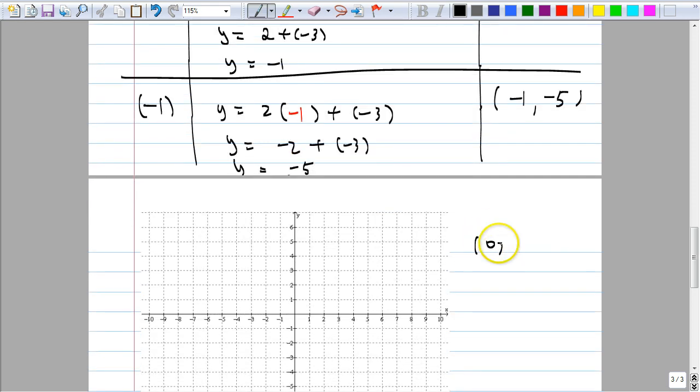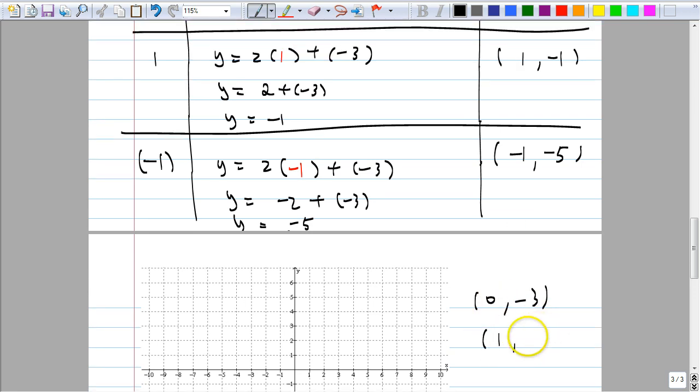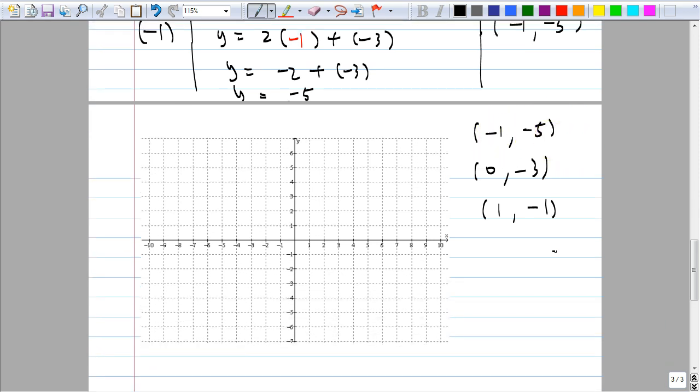Was 0, comma, what was it? 0, comma, -3. What's the other one? 1, comma, -1. Do you think putting -1 before 0 makes more sense? When I plug in x equals -1, do you think it makes more sense to put it before this? Yeah, I think so, because I like to do it in order. Okay, now, let's plot these points. So where is -1, -5?